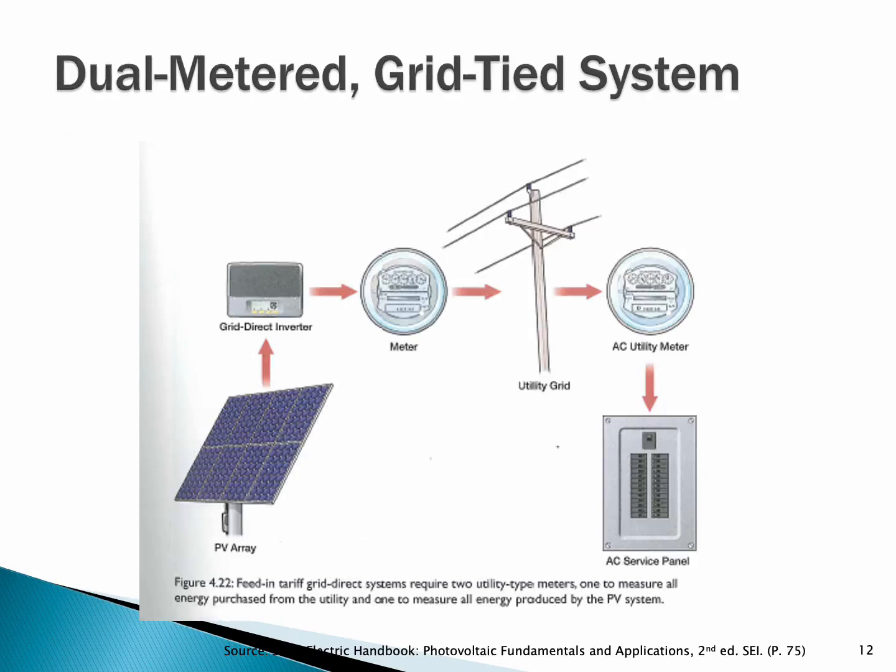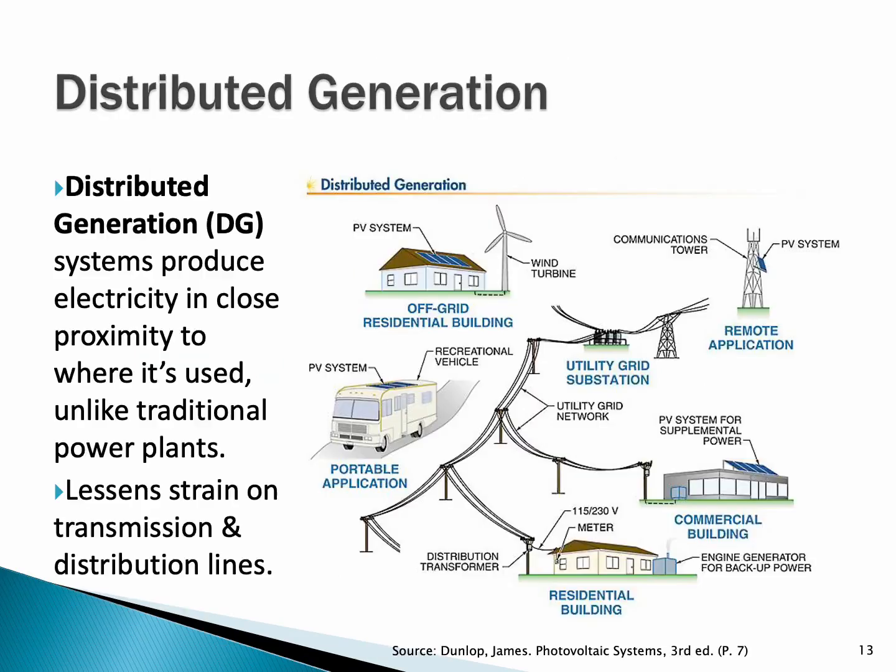Dual meter, again, like I said before, everything is sold to the utility and then everything is bought from the utility on a separate meter. And that works out for a little bit better accounting. You know exactly how much you produce. You know exactly how much you consume, which you don't have on a net meter or bidirectional meter system.